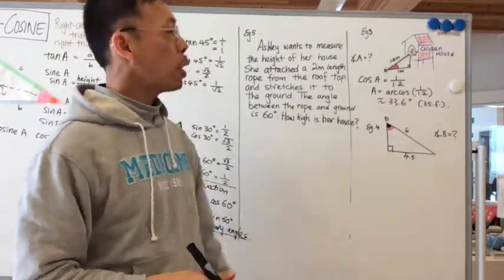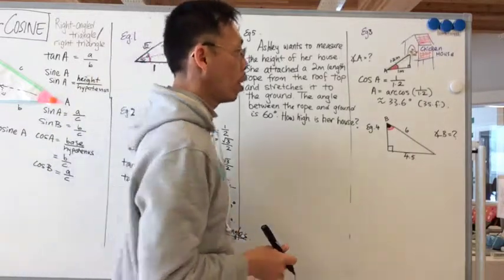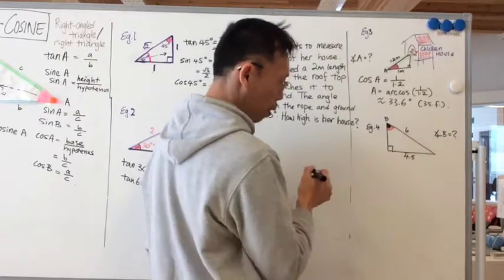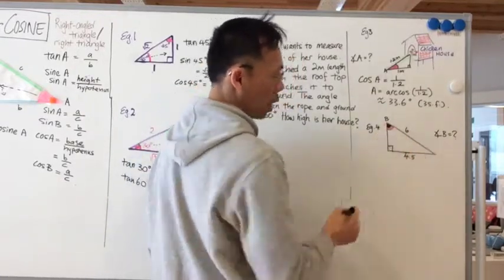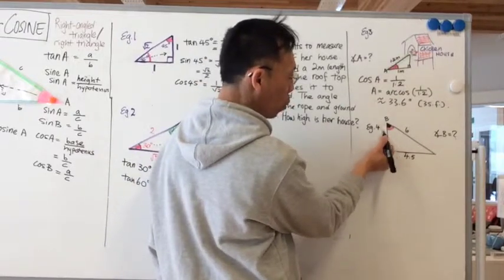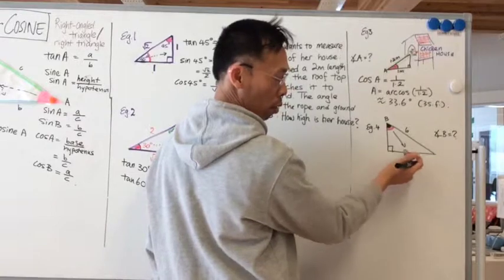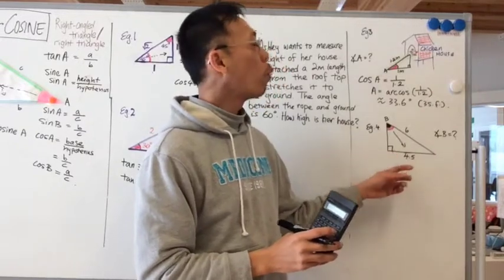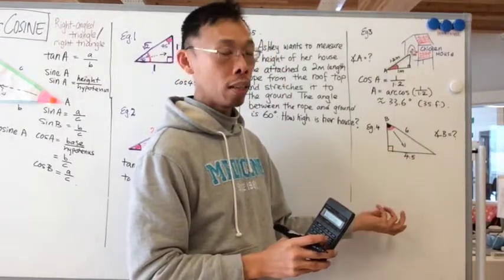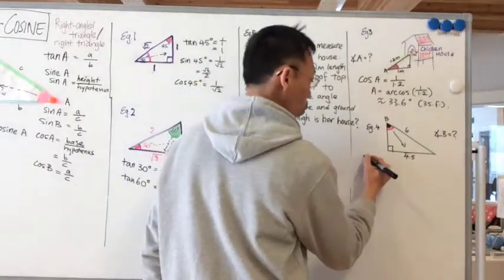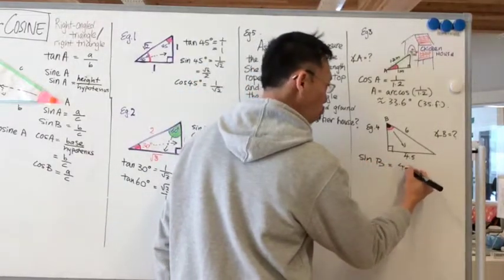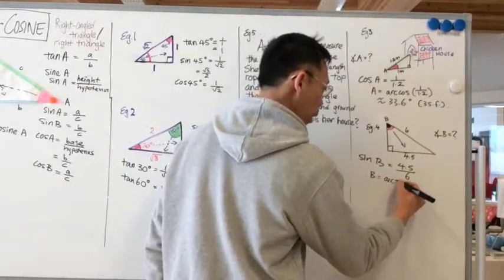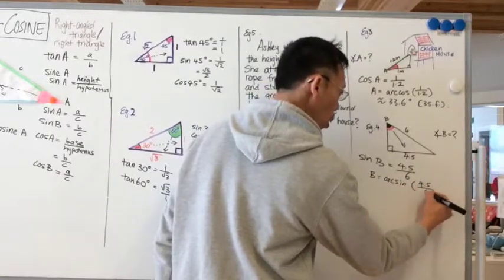Next, question B, question number 4, is very similar. Now I want to find angle B here, and I know that the hypotenuse is 6, and with respect to B, this is the opposite. That's the height of the triangle. So we need something that links the height with the hypotenuse. What do we need? Very good, sine. So sine B in this case is 4.5 over 6, and to find B is just arcsine of 4.5 over 6.